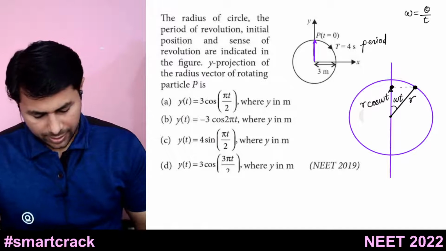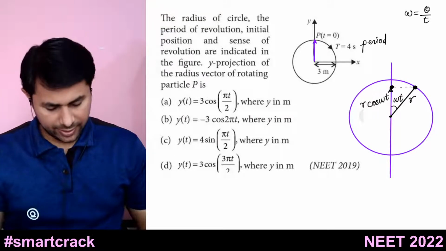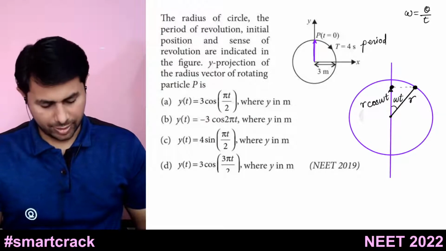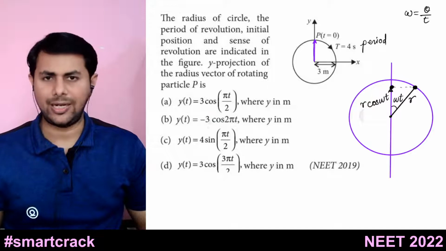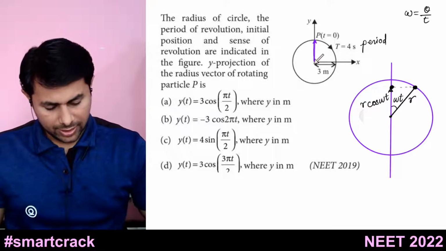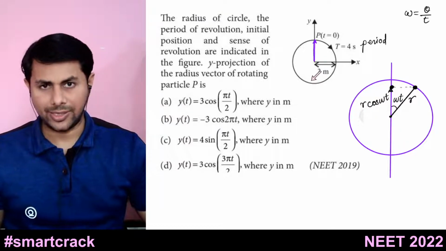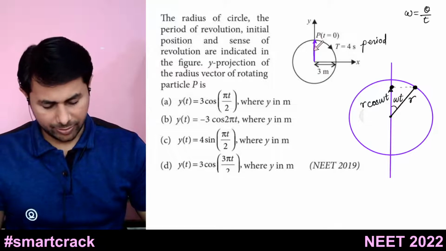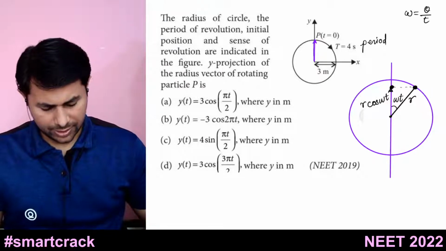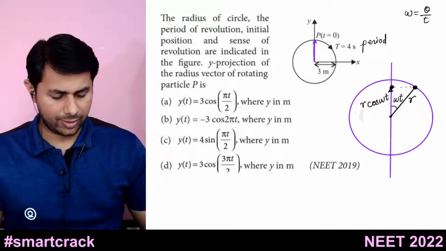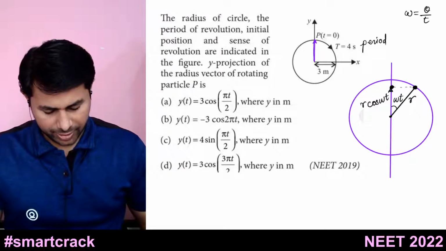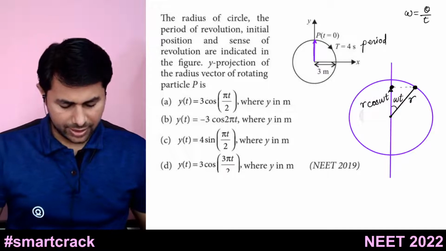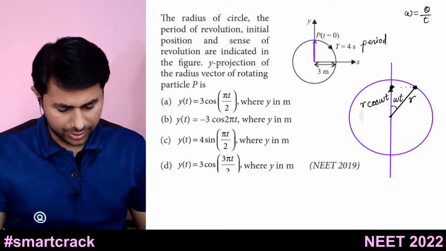It is above the x-axis, so it cannot be negative, because if you substitute t equals 0, cos of 0 will be 1 and you will get minus 3. It's not starting from minus 3 at the beginning, it is starting from plus 3. The sine option is also not possible, since the projection is the cos component. So you have these two options left. Let's check which of these two is correct.